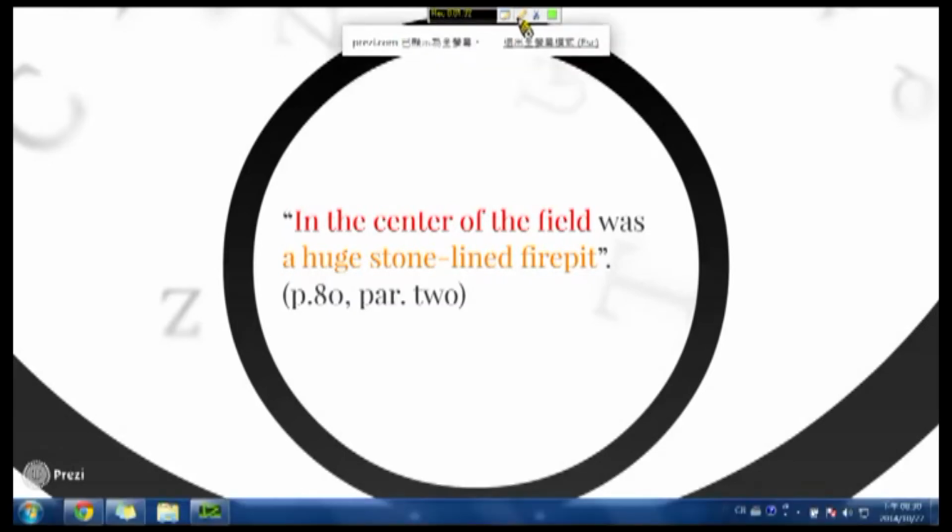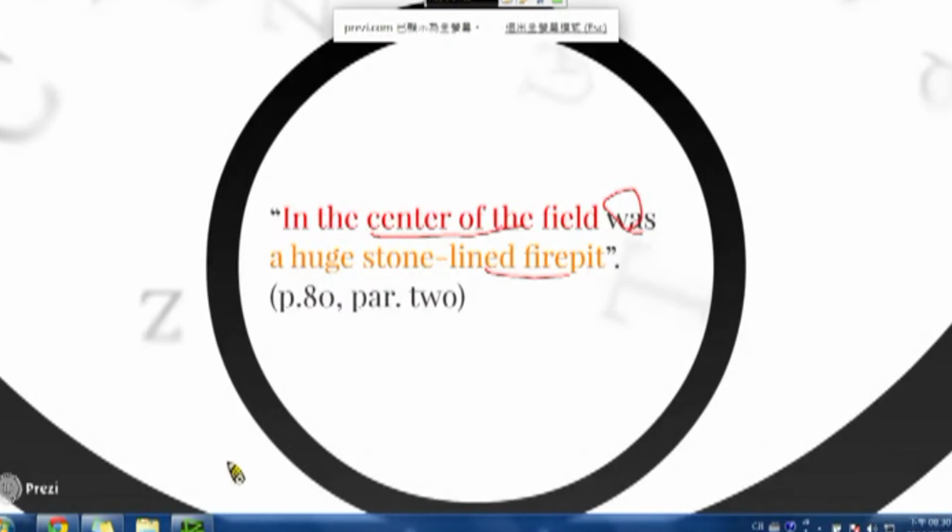And on page 80, paragraph 2, it says, "in the center of the field was a huge stone-lined fire pit." This is what? This is an inversion, 倒装句. Please highlight it.